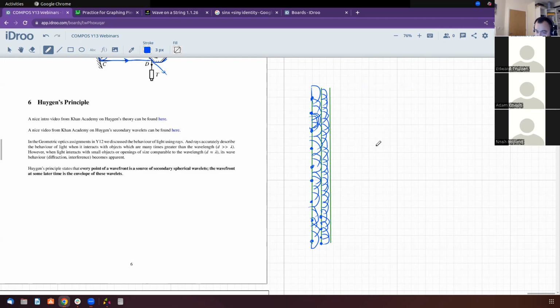So the Huygens principle, just a recap. If you have a wave, every point on that wave becomes a source of secondary wavelets. So let's say we have a wave coming in. The wave is traveling that way. It's a circular wave. So we can say that every point is a source of secondary waves. And if you add all of these small waves together, you will get another wavefront.